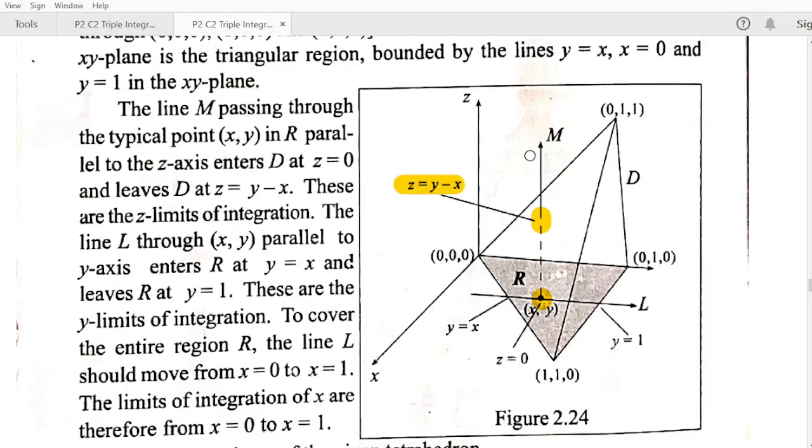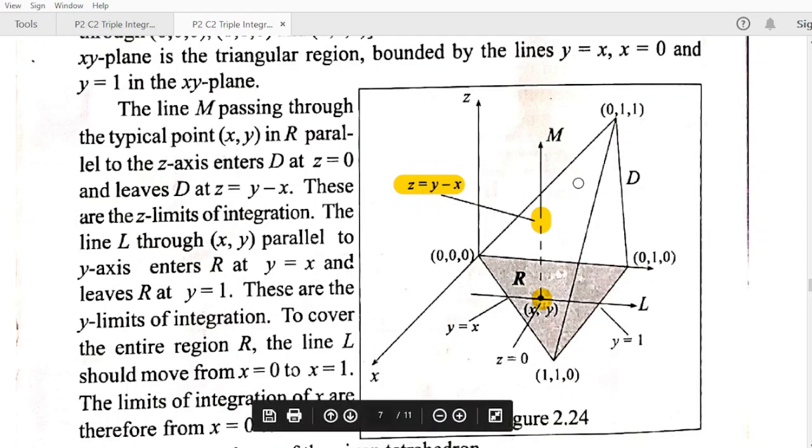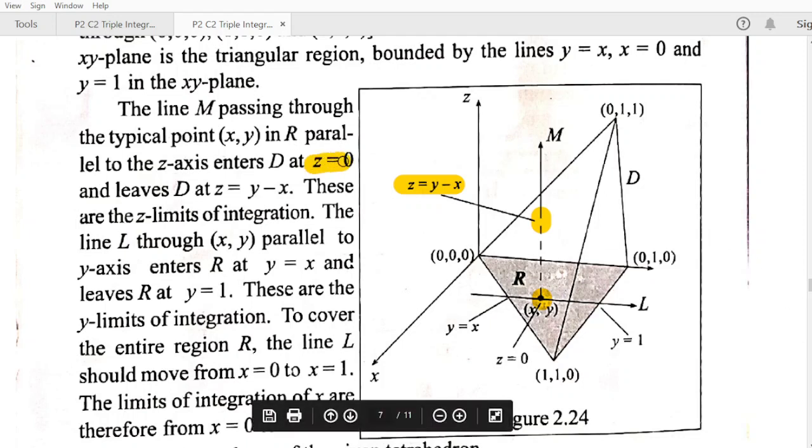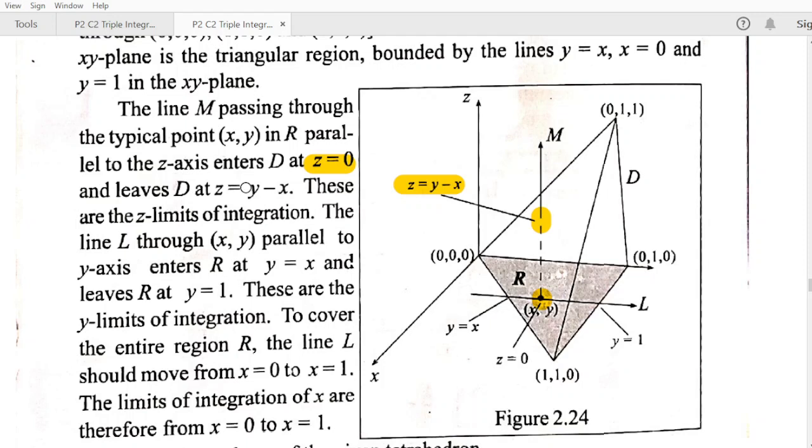So we get that the equation of this plane is z equal to y minus x. So from this we get that at this point the value of z is y minus x. So our limit of z is from z equal to 0 to z equal to y minus x. So we get the limit for the variable z. Now we have to find the limits for the other variables.